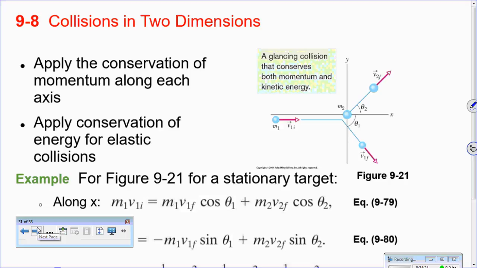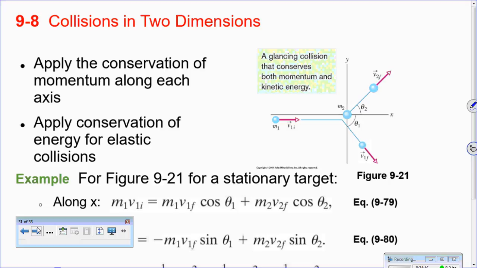All right, so if you're dealing with a collision in two dimensions, you literally just use conservation of momentum along each of your axes. If it was elastic, you'd apply the conservation of energy equation. That equation that I gave you, vi plus vf equals vi plus vf, still holds.